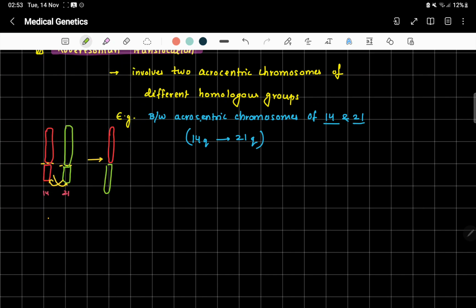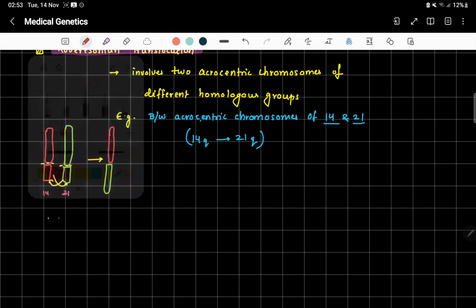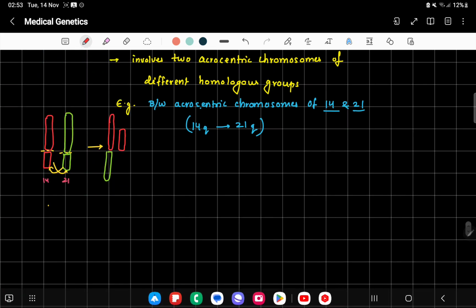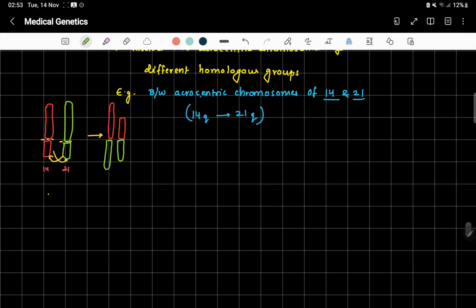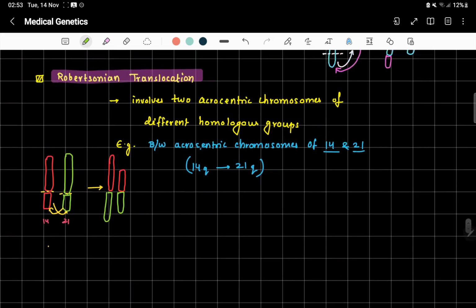This and this. Okay, understood. So this is called a Robertsonian translocation. Understood? Okay.